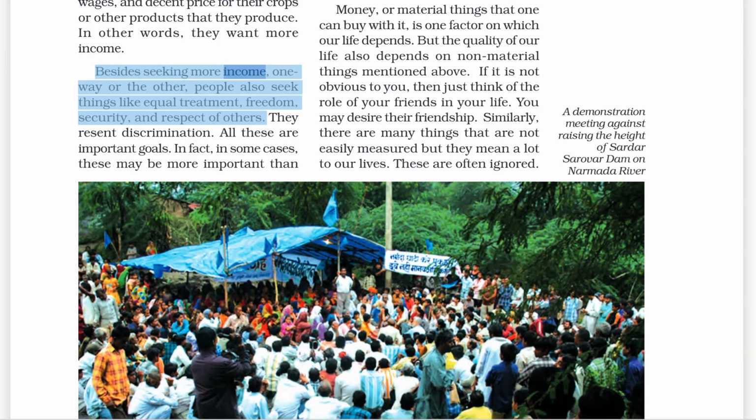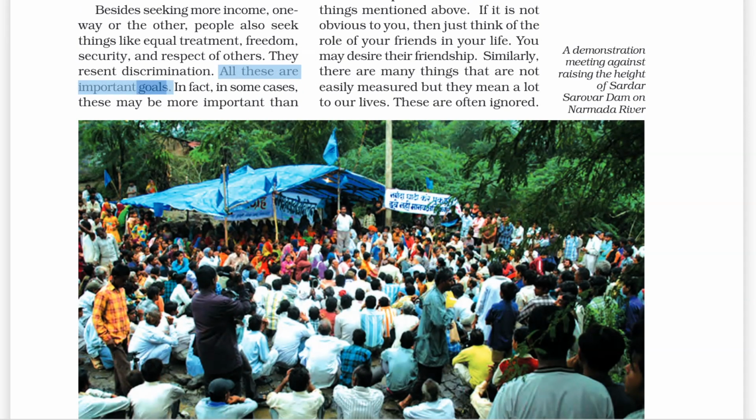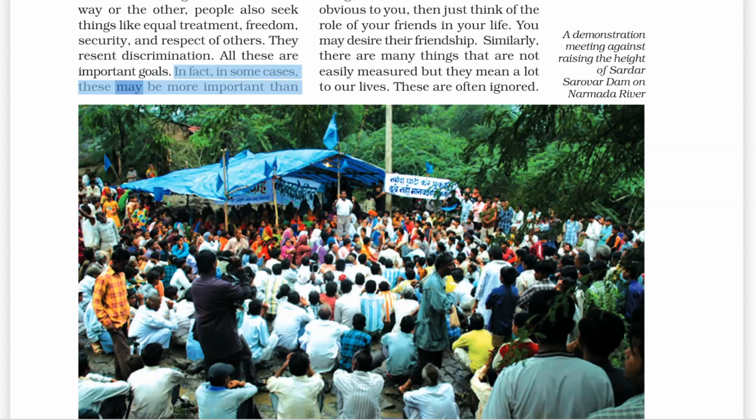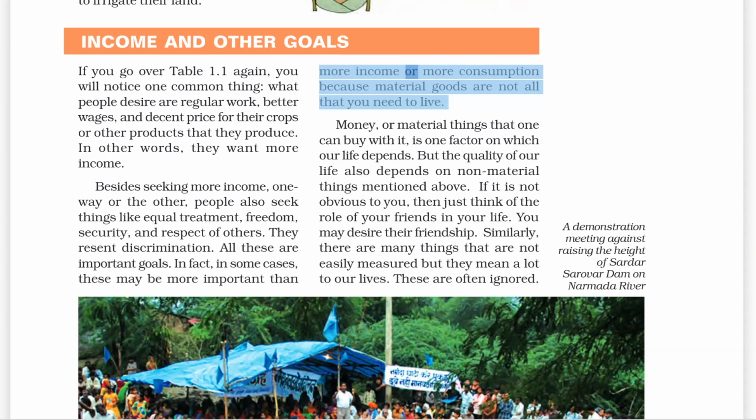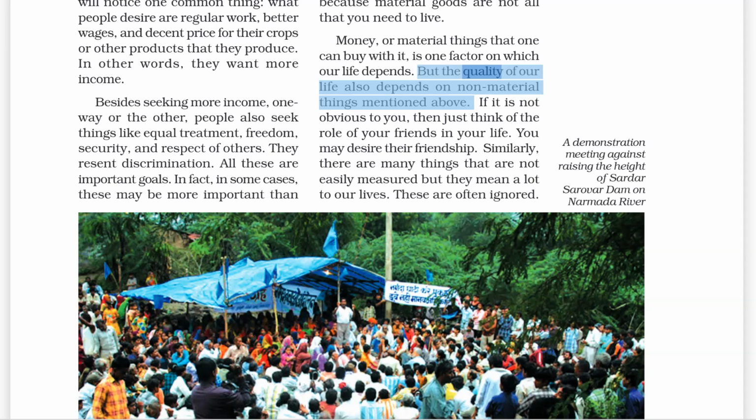Besides seeking more income, one way or the other, people also seek things like equal treatment, freedom, security, and respect of others. They resent discrimination. All these are important goals. In fact, in some cases, these may be more important than more income or more consumption, because material goods are not all that you need to live. Money or material things that one can buy with it is one factor on which our life depends. But the quality of our life also depends on non-material things mentioned above.